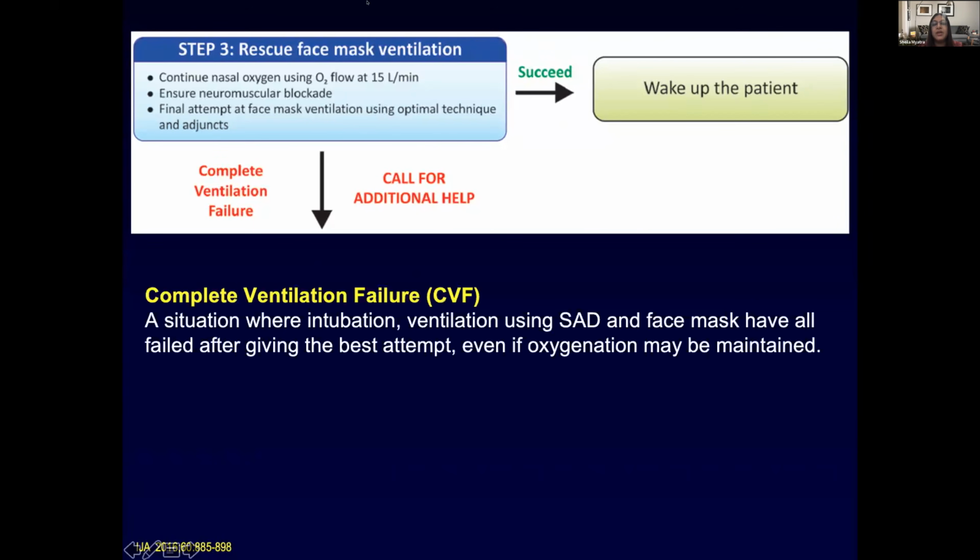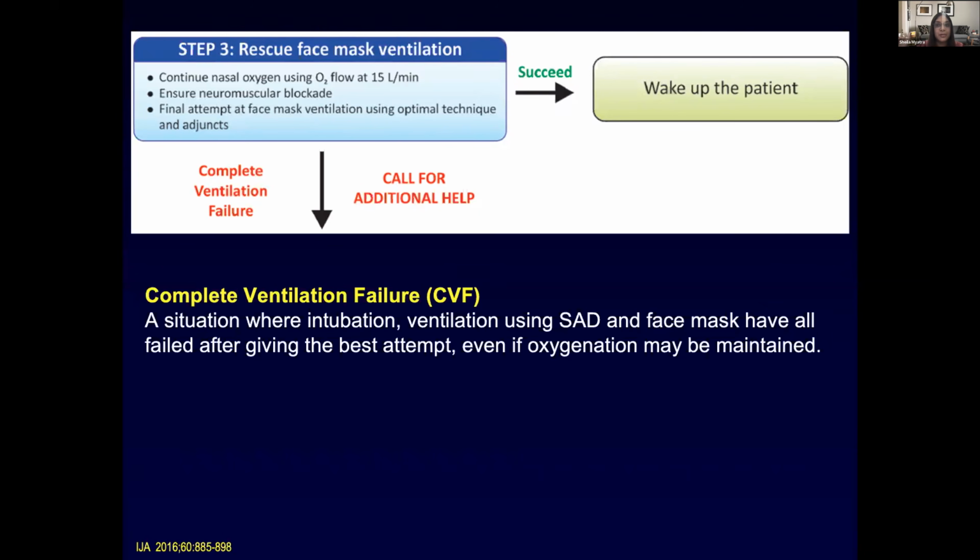Now, coming to complete ventilation failure, what do we mean by complete ventilation failure? Complete ventilation failure is essentially a situation where intubation, ventilation using a supraglottic airway device, and a face mask have all failed despite the best effort, even if the oxygenation is maintained. Now, this is very important, because when you want to do an emergency cricothyrotomy, that is the last step, you don't want to do it when the saturation is 80, 70, 60. So the real question is, when should you be doing a cricothyrotomy?